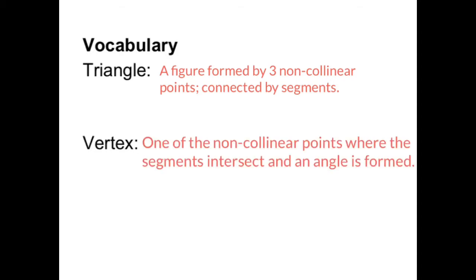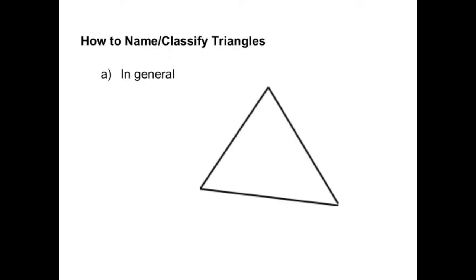Vertex is also a word we have heard before in math class, especially in geometry. As it applies to this lesson, it is one of the non-collinear points where the segments intersect and an angle is formed. So let's talk about how to name and classify a triangle in general.